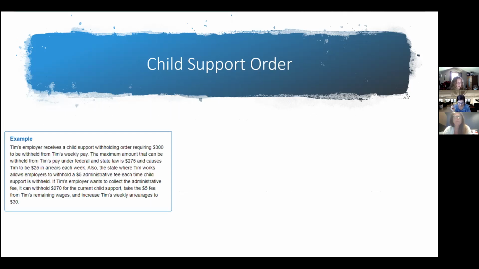So a couple of examples. Tim's employer receives a child support withholding order requiring $300 to be withheld from Tim's weekly pay. The maximum amount that can be withheld from Tim's pay under federal and state law is $275. This causes Tim to be $25 in arrears each week. Also, the state where Tim works allows employers to withhold $5 for an administrative fee each time child support is withheld. If Tim's employer wants to collect the administrative fee, it can withhold $270 for the current child support, take the $5 fee from Tim's remaining wages, and that would increase Tim's weekly arrearages to $30. So that is allowed.